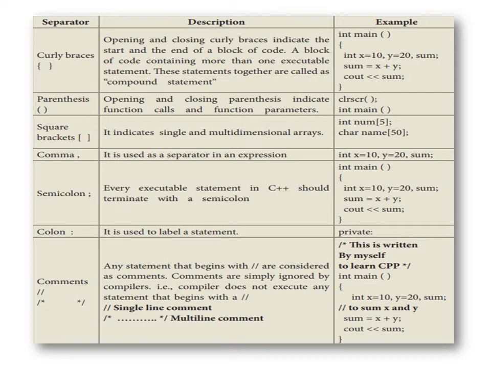Next is square brackets. It indicates single and multi-line result. It's used when you give the maximum size to a variable. Next is a comma. Like I said before, it's used as a separator in an expression. If you want to write a group of statements in one sentence, we can use a comma. And semicolon is when you want to terminate an executable statement. That means leave a full stop to it. Colon, it is used as a label in a statement. And comments, there are two types of comments: single line comments and multi-line comments.